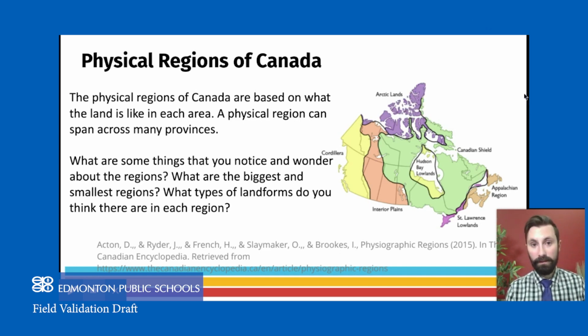I'll go over a couple of these answers with you. The biggest region in Canada is the Canadian Shield. And depending on which regions your teacher chooses to instruct you on, there may be a couple extra or a couple fewer, but the St. Lawrence Lowlands in this case is the smallest region on this map. What type of landforms do you think there are in each region? You could take some hints or some clues based on the names, and for example, you might predict that the Interior Plains are going to have lots of plains, and you would be definitely correct in guessing that.